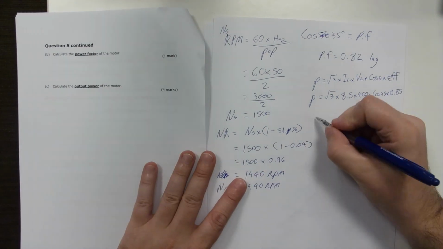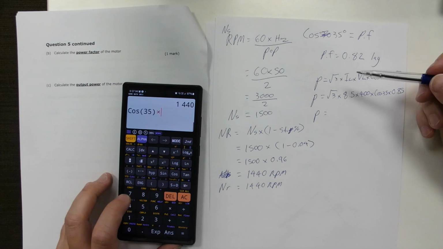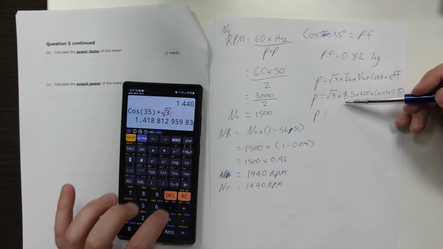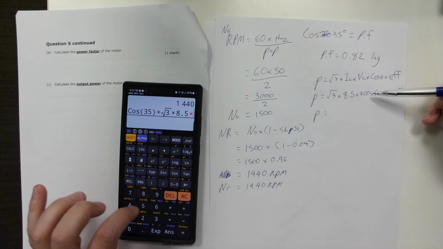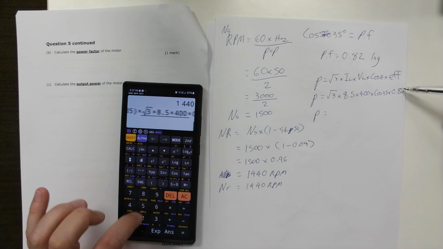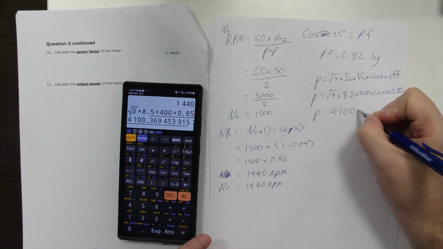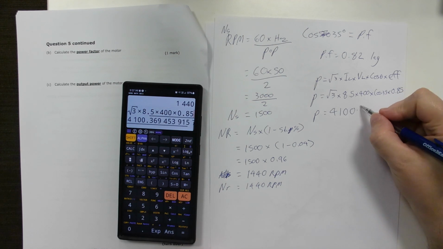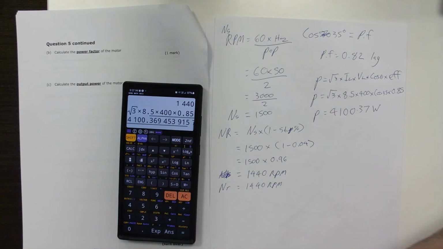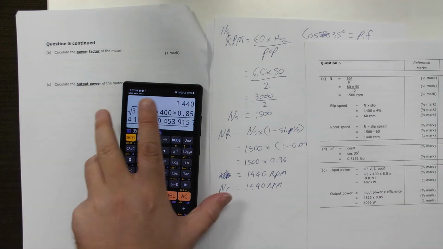So power equals. I've already got my cos theta in there, so I'm just going to carry on. Square root of 3 times 8.5 times 400 times, already got the cos theta, times 0.85, and we get 4100.369, so 4100 watts. We grab the answer sheets so we can compare.